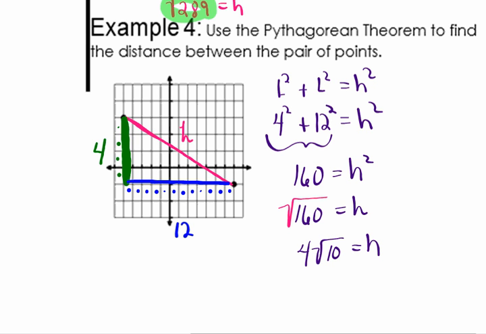Now, it seems like the distance formula is a little quicker because you can throw everything in. This is also just as quick. You're just going to have to remember to square root to get rid of the square on the hypotenuse. Y'all can do it.